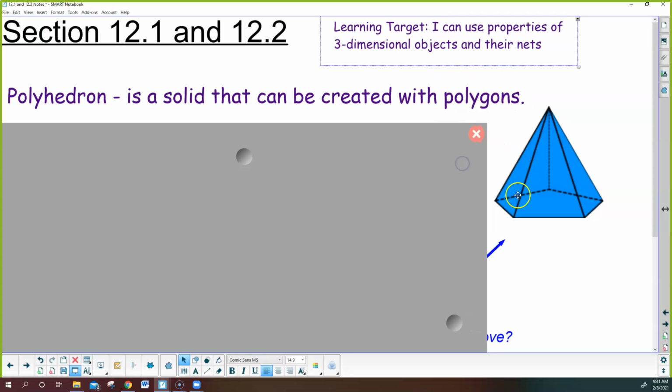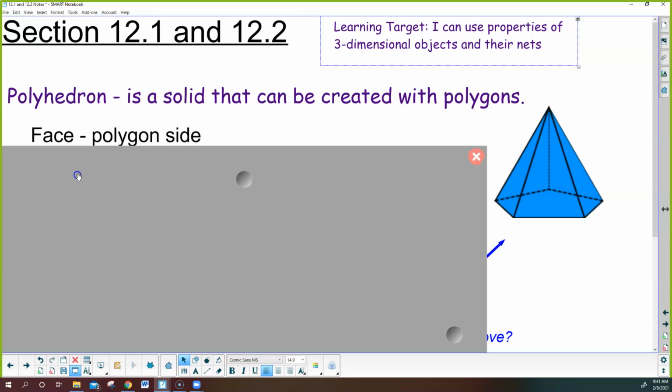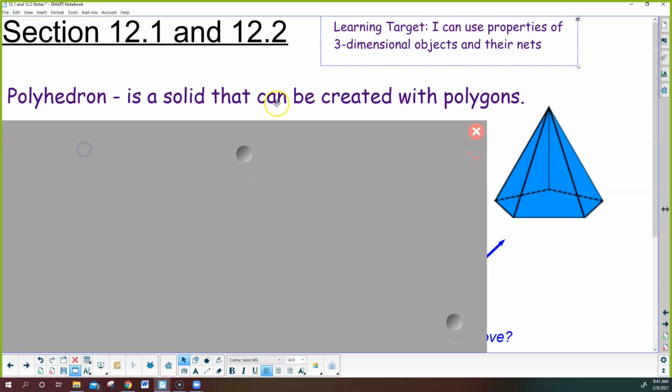Right? So if I look at this one, we named this a pentagonal pyramid. Well, what is it made up of? It's made up of one pentagon and then 5 triangular sides. Yes, Kamel just said only. So a polyhedron is only made up with polygons. It cannot be created with anything else. Otherwise, it's not officially a polyhedron.